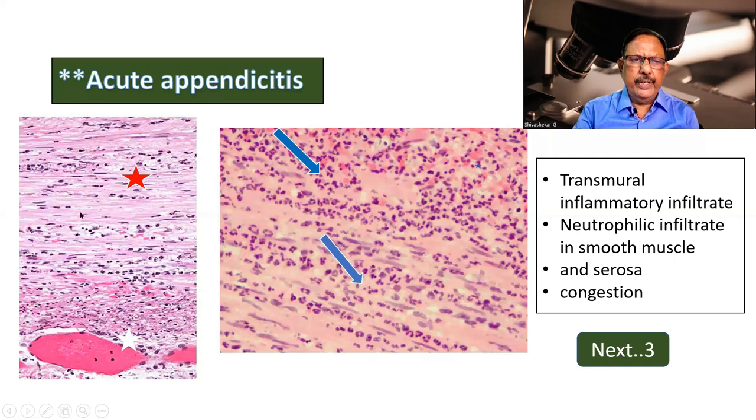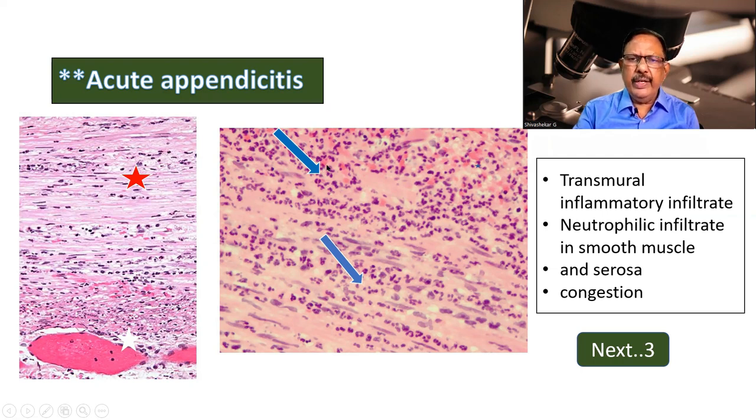And in this picture, I am able to see some linear bundles. These are all the nuclei and this is the cytoplasm, bundles of smooth muscle. And crossing these bundles, I am able to find the inflammatory infiltrate. All these dots are all inflammatory infiltrate.